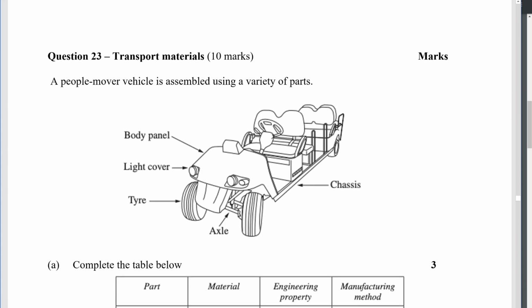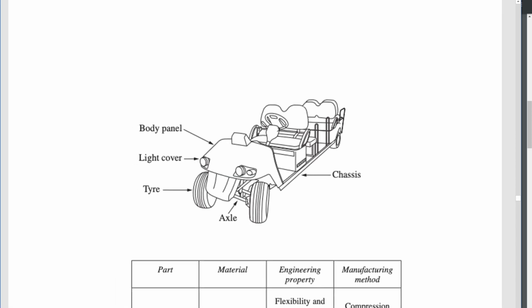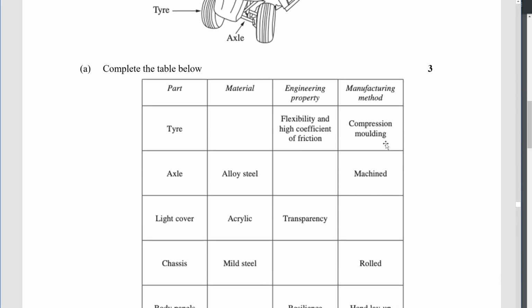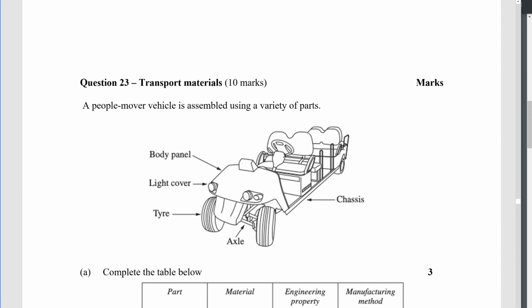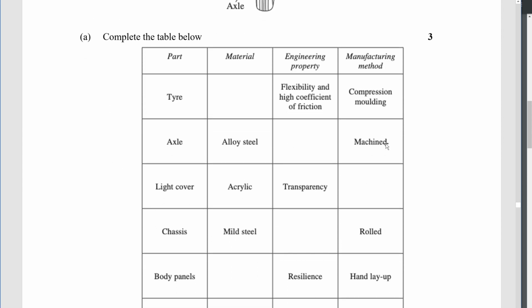Okay. I love this question. I've had this question in the last 3 years of papers. So I'm not saying that means it's going to be in the paper, but it's pretty likely. Okay, so we've got a people mover. What are the parts that we're going to use?